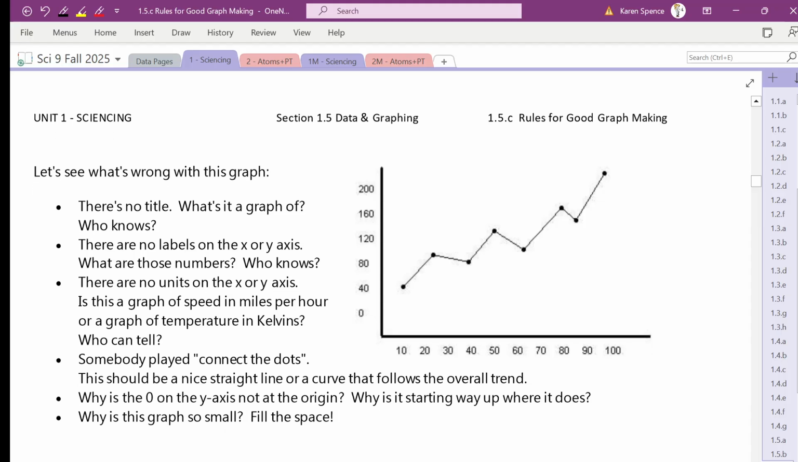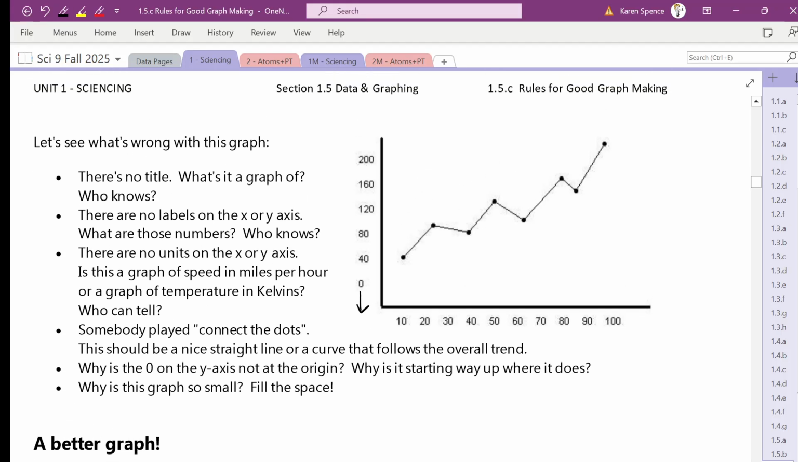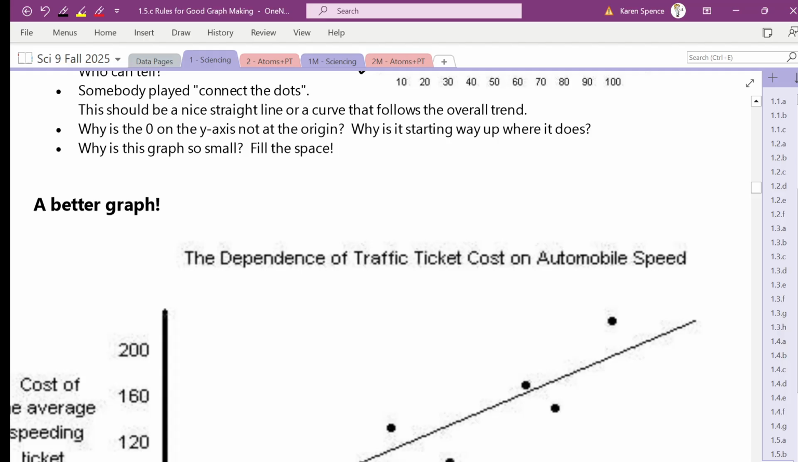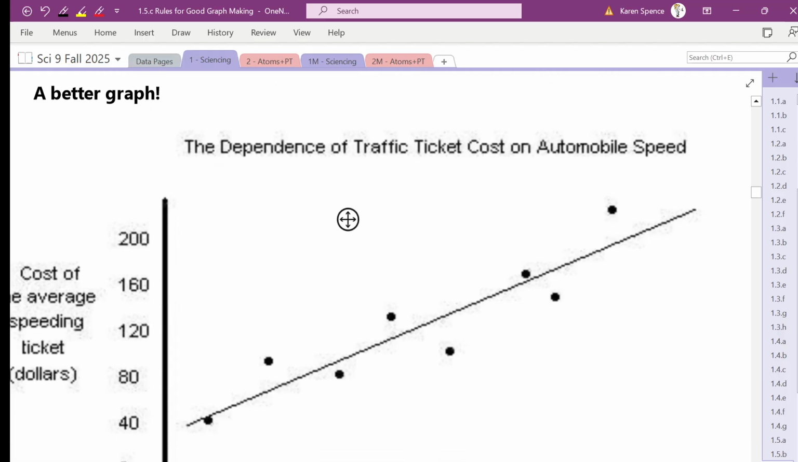Somebody played connect the dots. Why is the 0 not at the origin? Why is it starting way up where it does? Why is the graph so small? Let's fill our space.